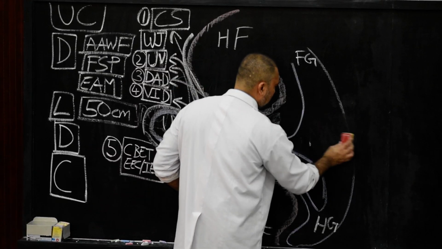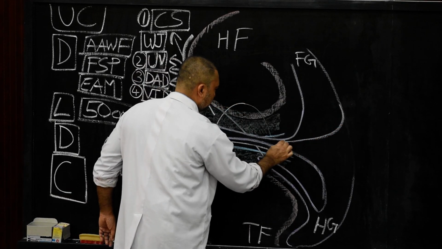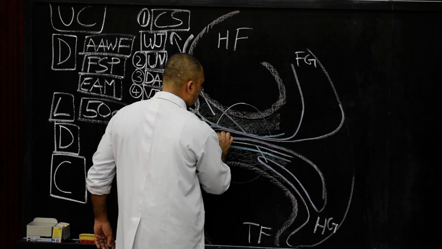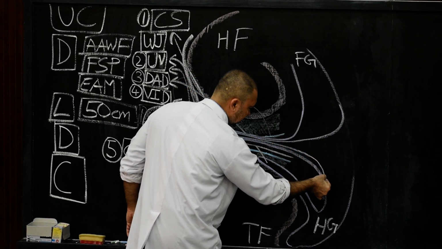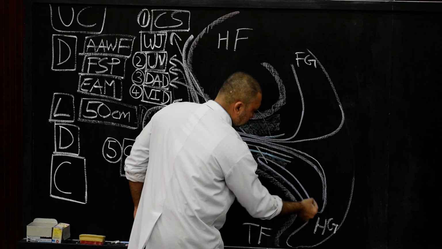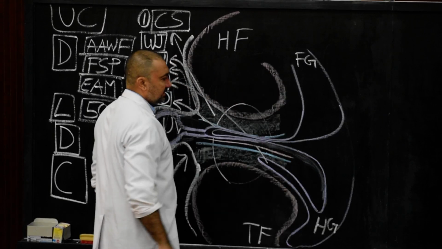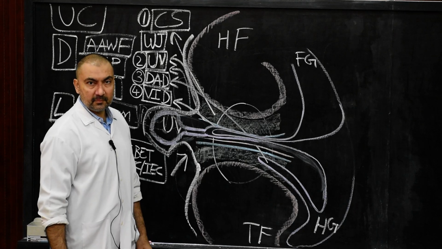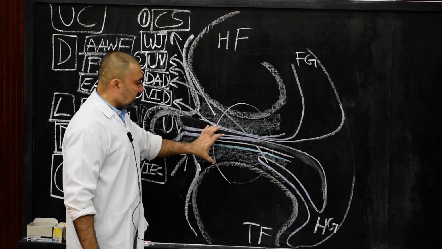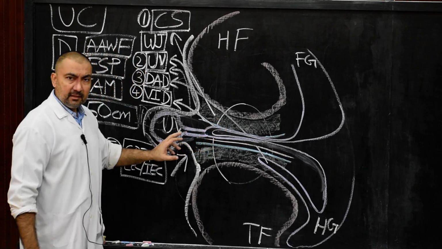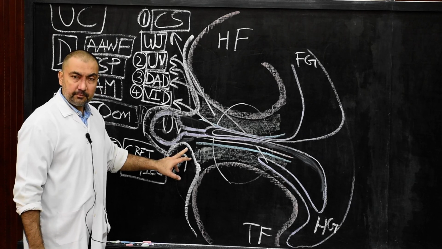Now, if I draw it in this manner, it will be the most appropriate. This is how the loop is passing outside, and this is how I will draw. So this forms the entire loop of midgut, which is passing in the umbilical cord, and it will come and approximate in the extra-embryonic coelom.